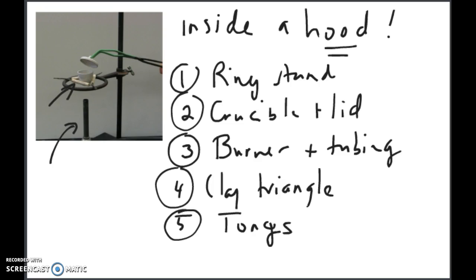Once the filtration is complete, this is what you want to do. You want to set the following up inside a fume hood. You're going to have a ring stand, the crucible, and the lid that you heated earlier. You take a Bunsen burner and tubing, connect it to the gas line in the fume hood, have a clay triangle so you can put your crucible on top of it, and a pair of tongs in case you need to remove the lid of the crucible when it's hot.